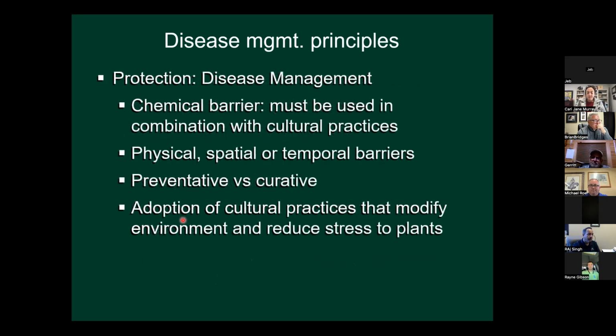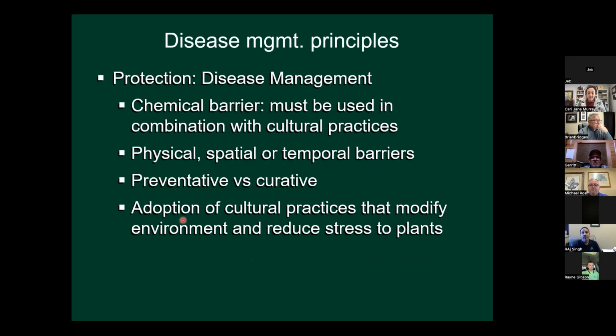Protection, disease management. I didn't put disease control there. The word control is now obsolete because it doesn't matter in this type of disease. It's very difficult to eradicate it when it is established. So you can manage it to a point where it's not causing economic damage. Chemical barriers, like the fungicides you're going to use.